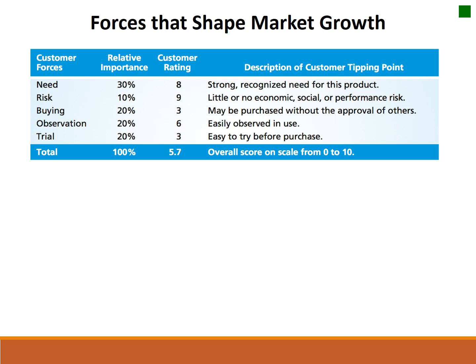Other factors: when they're buying the product, can they buy it on their own, or are they influenced by other people in the buying process? Can other people observe the product in use? Can they try the product in advance? If a consumer can try the product in advance, they're much more likely to buy the product. So that enhances or speeds up the rate of diffusion in the marketplace.